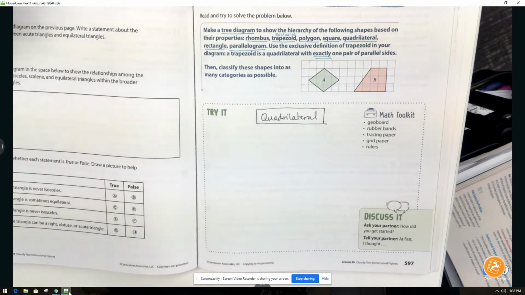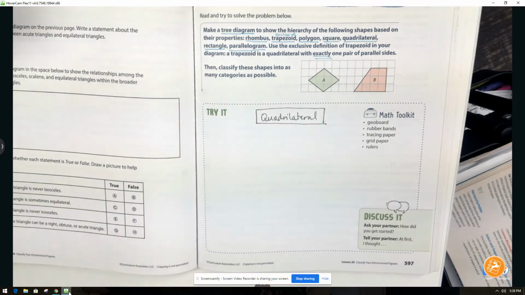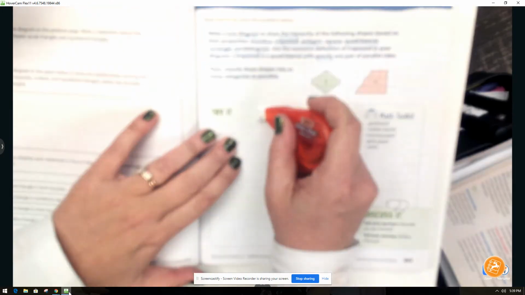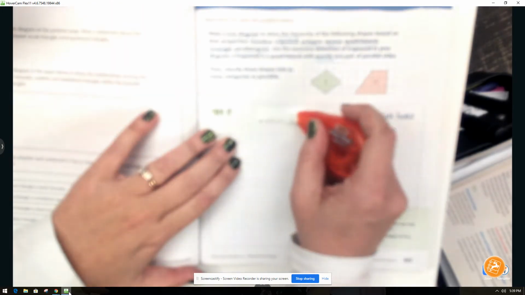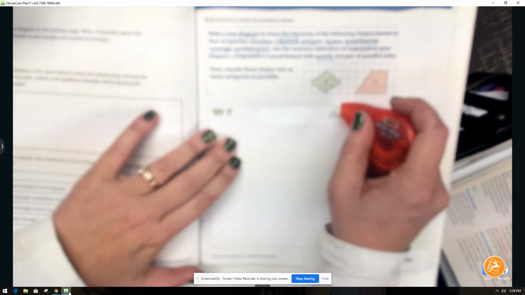From there, oh my goodness, I made a big mistake. Who can see my mistake? That's right. There is a shape that's even more general than what I wrote. So I'm going to erase it and start over again, because I want to make sure that I do this the right way and it looks like it wasn't an afterthought.